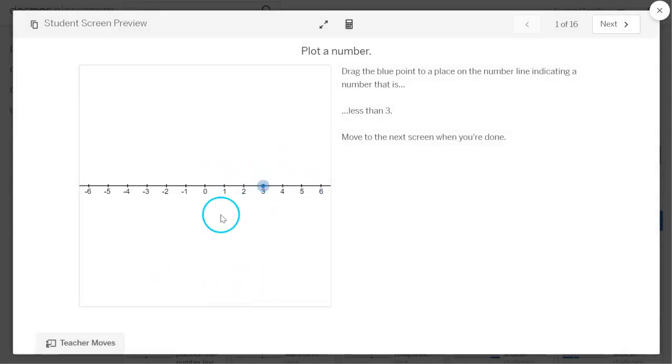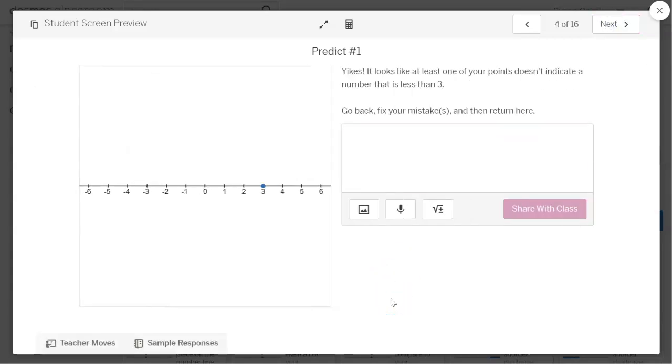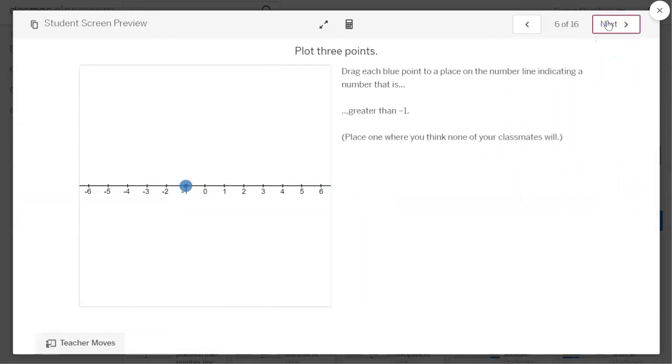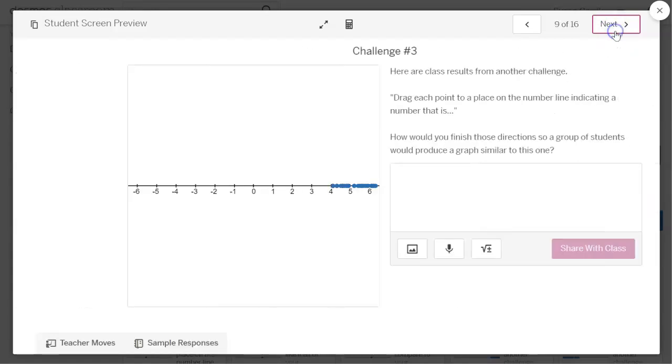Students are going to drag these blue points to fit a certain scenario, in this case less than 3. They're going to do it again, and that's going to be put together with their classmates. They're going to describe what's happening, and then do this again. This time be careful, there are 3 points here, so you got to be sure to move them all. And then they're going to answer some questions, relate what's happening.